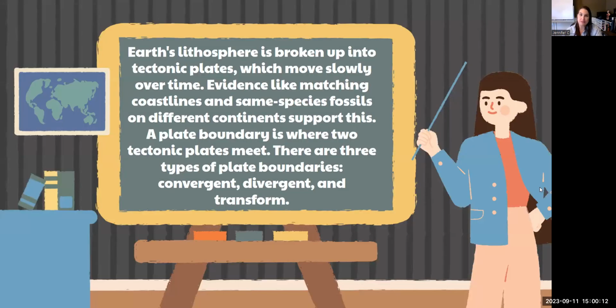So the Earth's lithosphere is broken up into tectonic plates, which move slowly over time. We know that our continent was once a giant supercontinent called Pangaea because we have evidence now that the coastlines match up like a puzzle piece. So the continents, if you were to cut them all out and then move them close to each other, you could make them fit like a puzzle. We also know that the same fossils are found on different continents that have moved apart from each other, but they fit together if we cut them out. So we do know that we have evidence to support this.